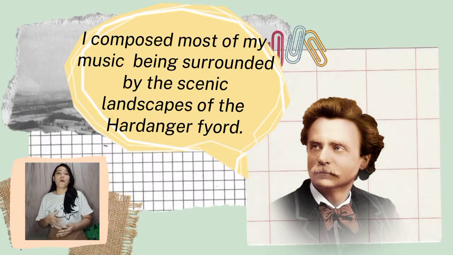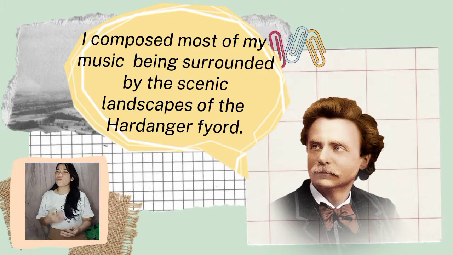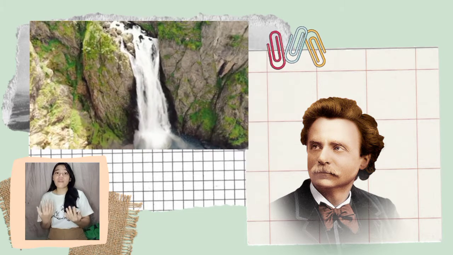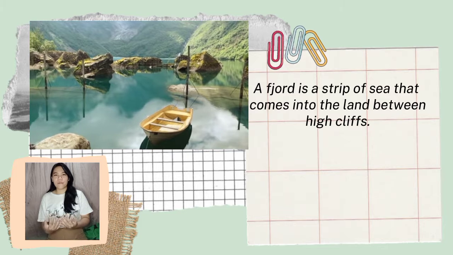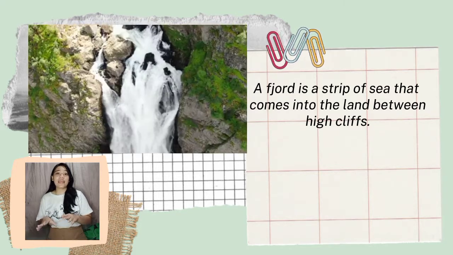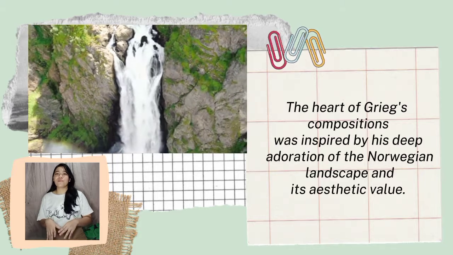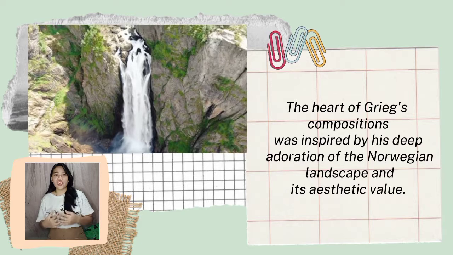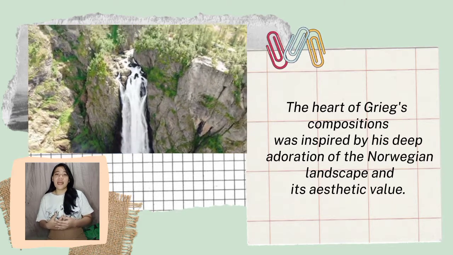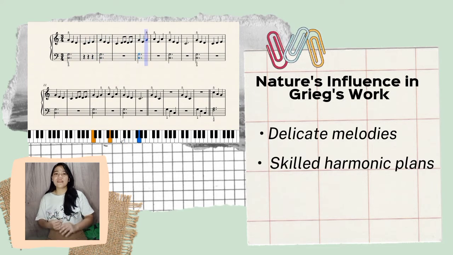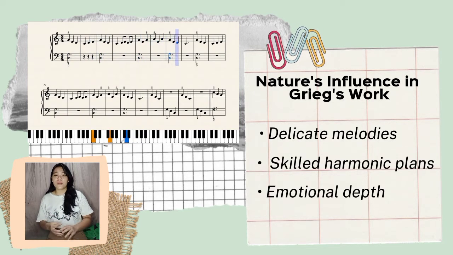Edvard Grieg composed most of his music. He said that he composed most of his music while surrounded by the scenic landscape of Hardanger Fjord. So a fjord, by the way, is a strip of sea that comes into the land between high cliffs. So the heart of Grieg's composition was really inspired by his deep adoration of the Norwegian landscape and its aesthetic value. It really shows in his delicate melodies, skilled harmonic plans, and emotional depth.